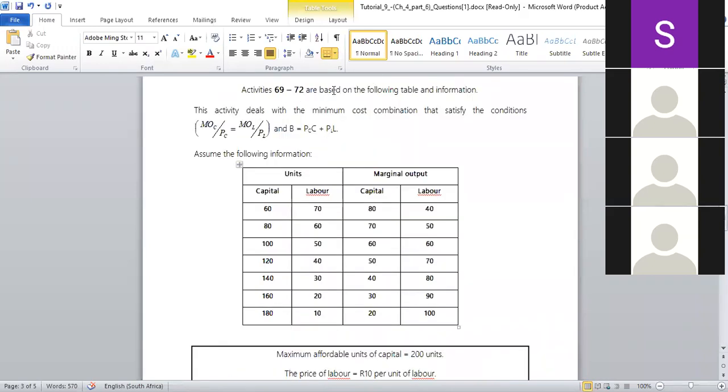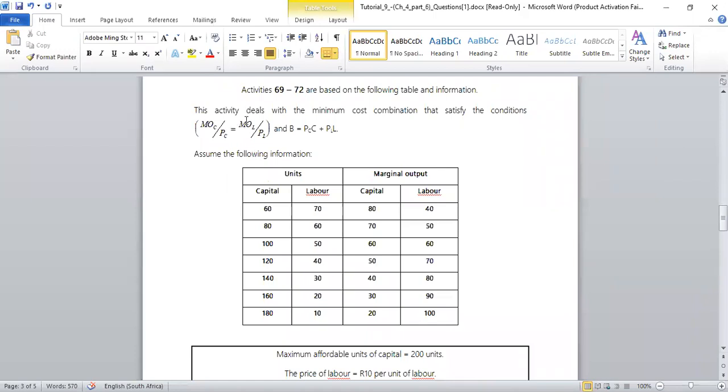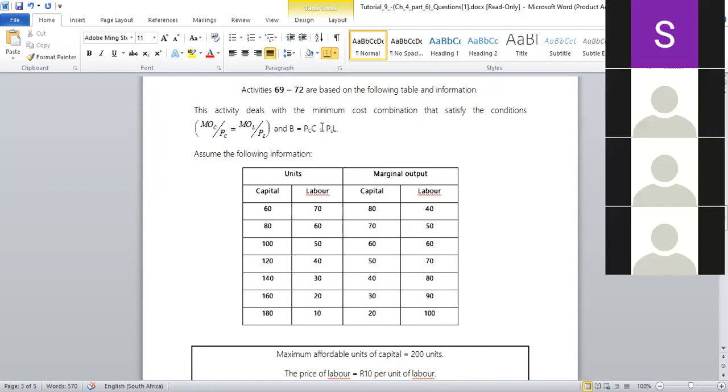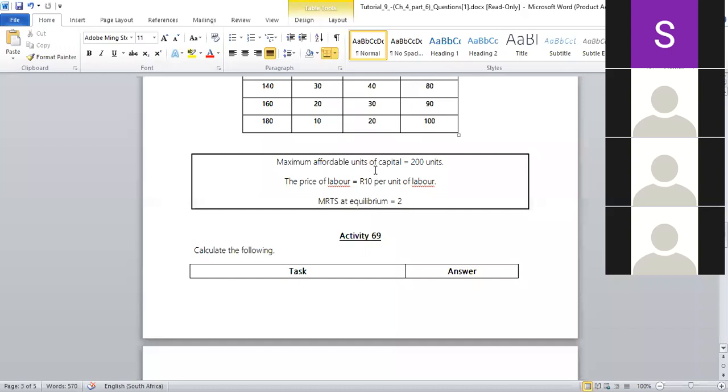Activities 69 to 72 are based on the following table and information. These activities deal with the minimum cost combination that satisfies the conditions. Marginal output of capital divided by the price of capital is equal to the marginal output of labor divided by the price of labor. And our budget line is equal to the price of capital times the number of units employed plus the price of labor times the number of units or hours employed. It's just information. So let's have a look here.